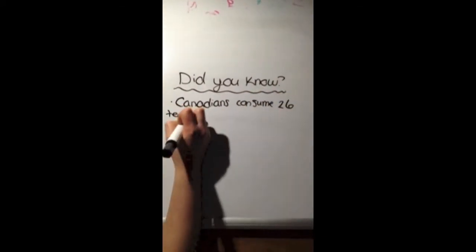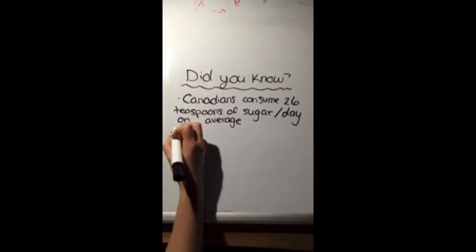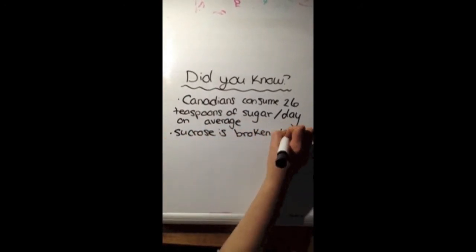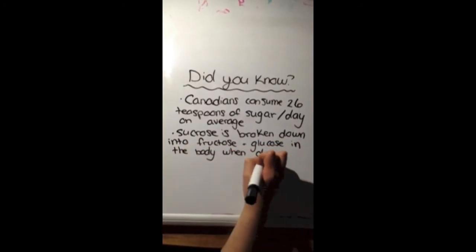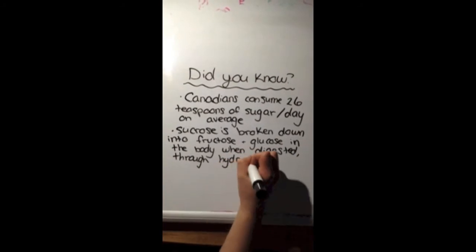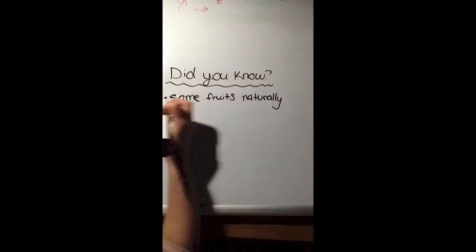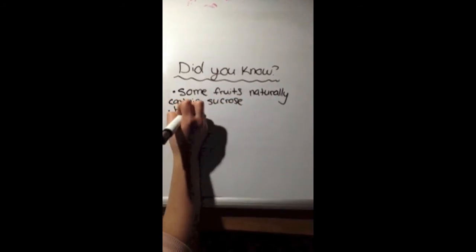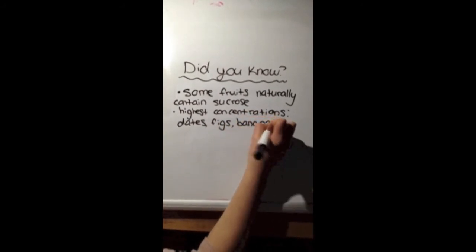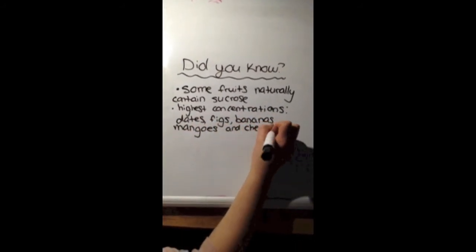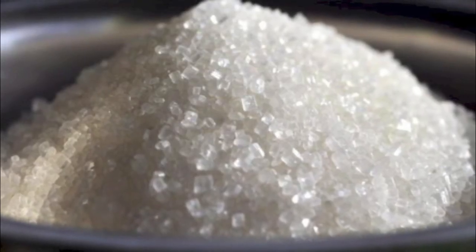Canadians consume about 26 teaspoons of sugar every day on average. Sucrose is broken down into fructose and glucose molecules through hydrolysis in the body when digested, because water or saliva is added. Some fruits naturally contain sugar. Some of the highest concentrations can be found in dates, figs, bananas, mangoes, and cherries. That concludes my project about sucrose.